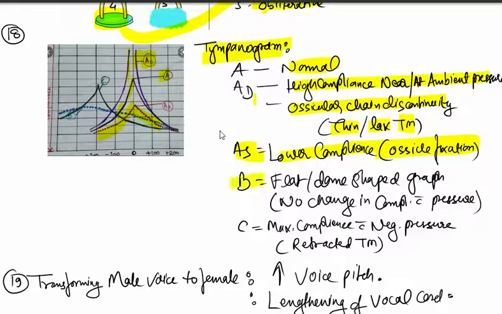Okay. B is flat, dome shaped graph, with no change in compliance with pressure. So this flat line that is coming is the dome shaped. C1 is maximum compliance with negative pressure. The TM is retracted here.